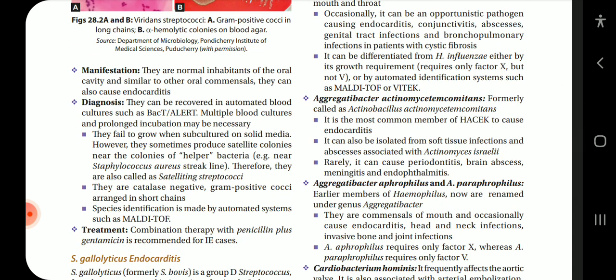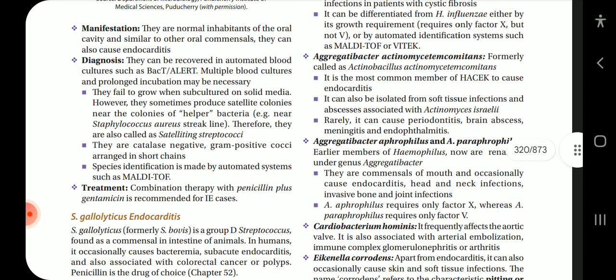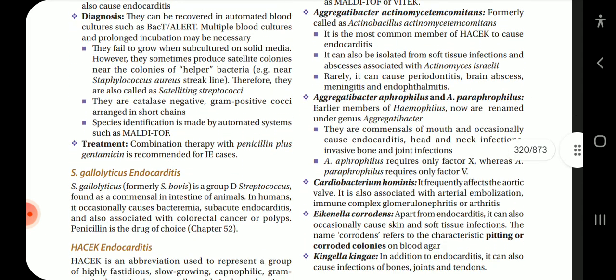Aggregatibacter actinomycetemcomitans, formerly called Actinobacillus actinomycetemcomitans. It is the most common member of HACEK to cause endocarditis. It can also be isolated from soft tissue infections and abscesses associated with Actinomyces israelii.